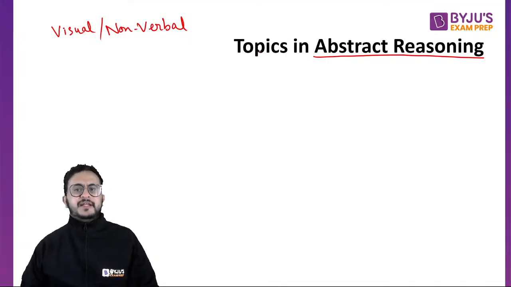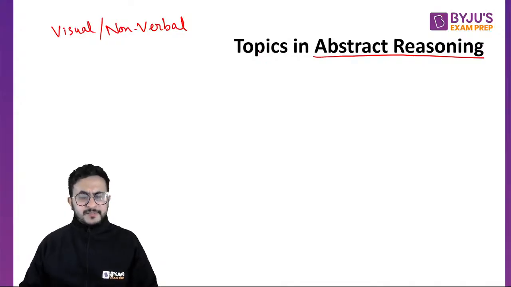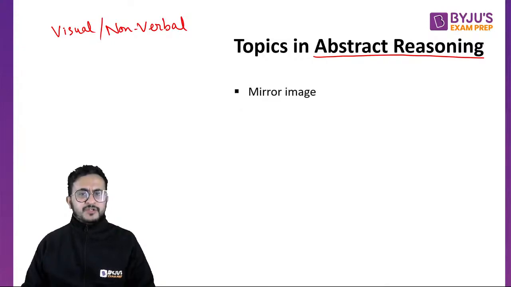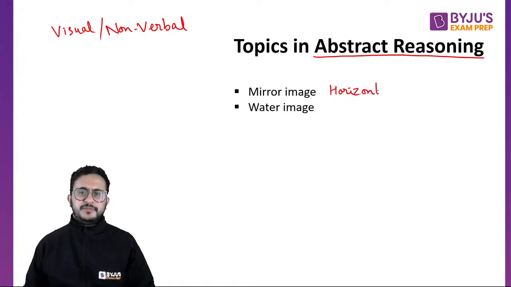Now, there is a variety of problems in this. So let us see what are the major varieties of problems that you get in this. So one is mirror image. They give you a figure and ask you what is the mirror image of this figure, right? Similarly, you have water image. Mirror image is basically horizontal inversion, and water image is vertical inversion of a figure.